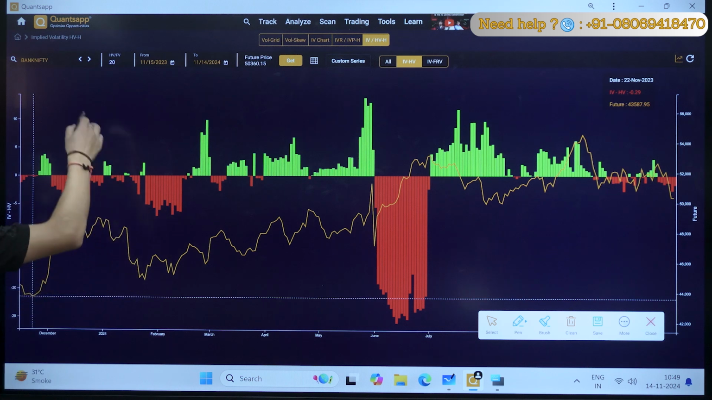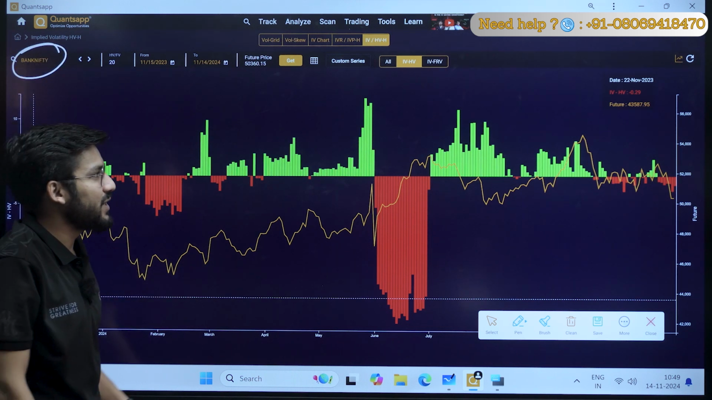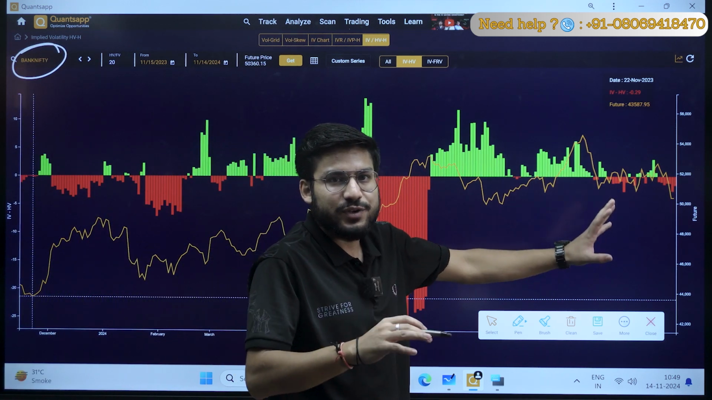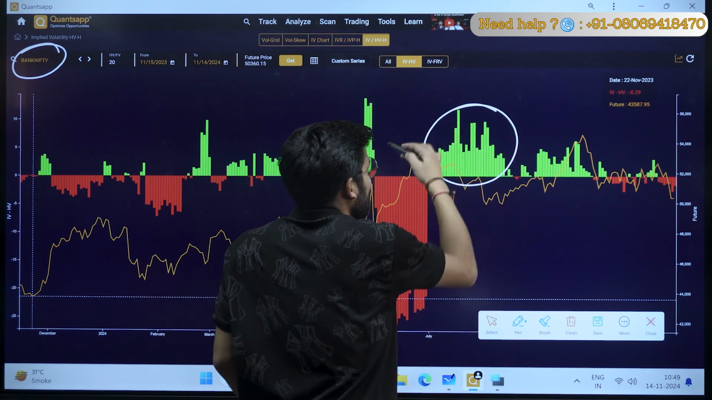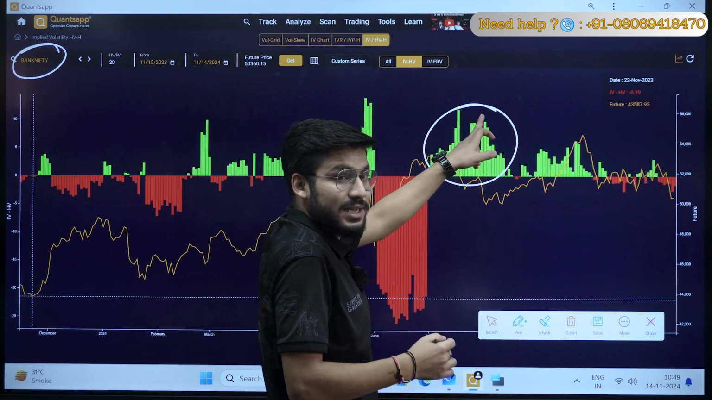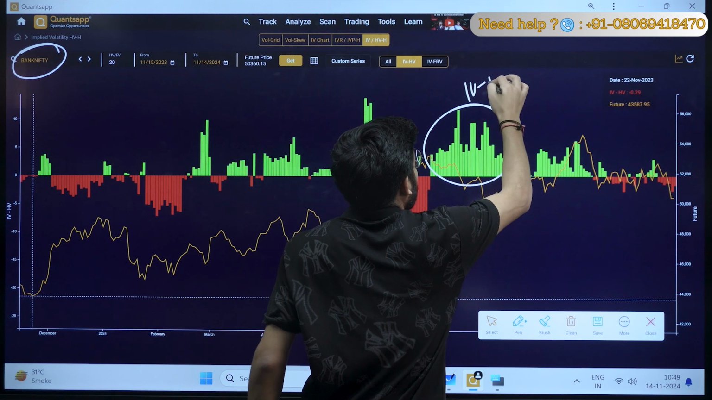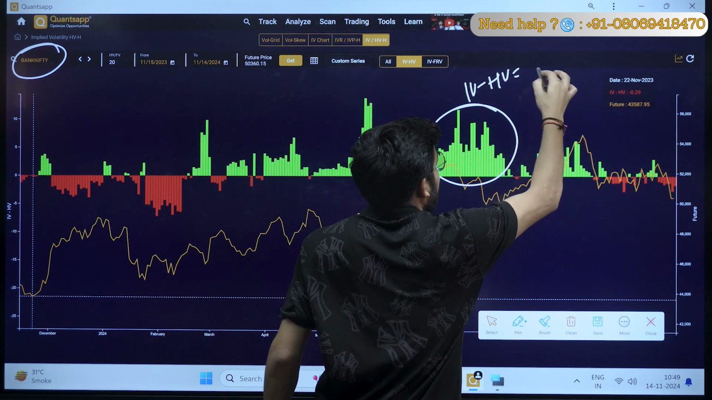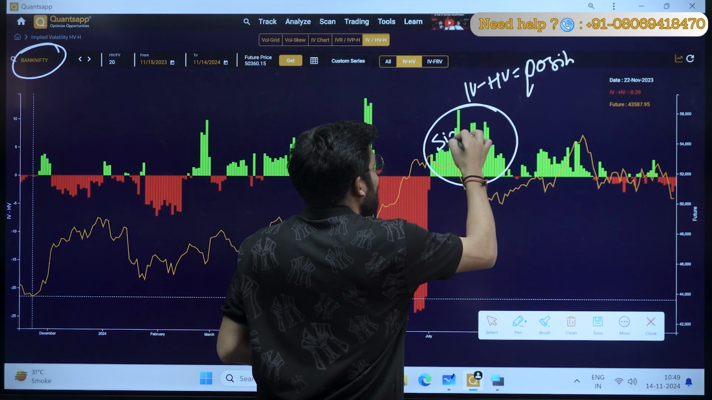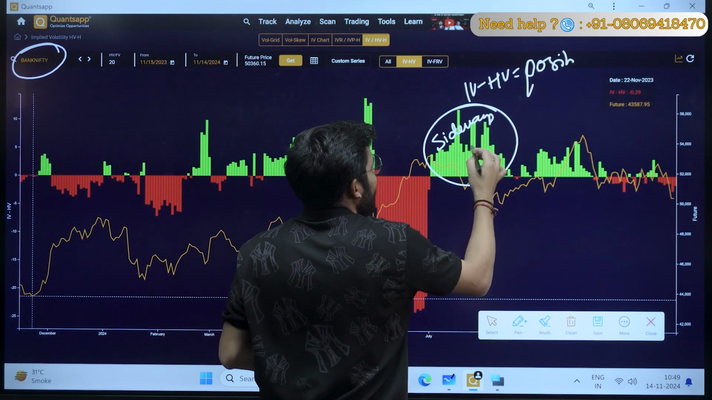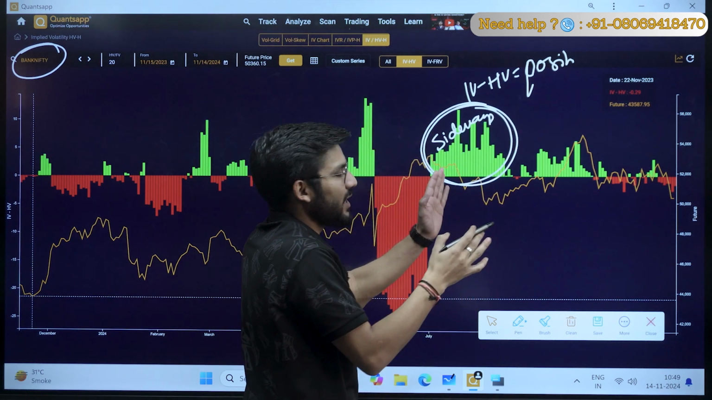So right now you can see I am using the chart of Bank Nifty, and I am analyzing the IV and HV of Bank Nifty. Now you can see currently there are some green lines. So whenever there is a green line, it means the IV minus HV is positive. So your green bars will denote a sideways market. Whenever there are green bars, it means the market will be in sideways.